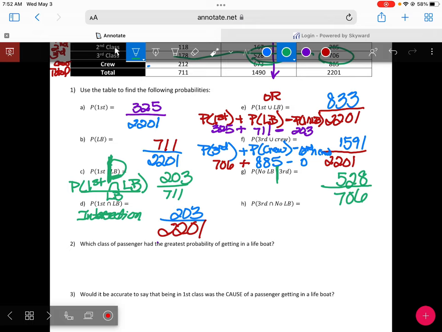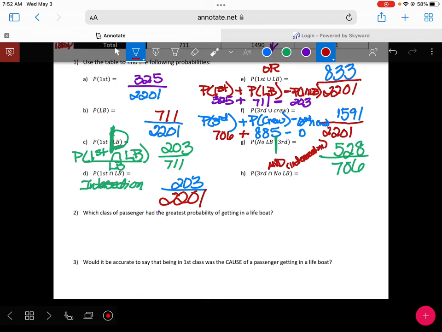All right, let's take a look at the last one out of this table. Is that an and or an or statement? And. So they both have to happen at the same time. I'm looking at an intersection. So third class and no lifeboat.